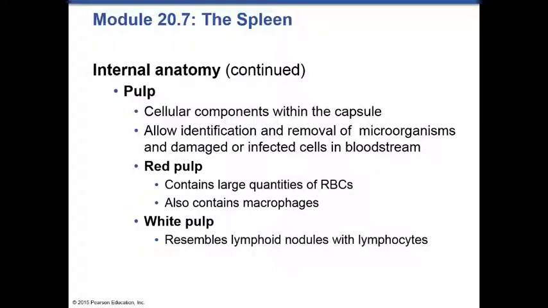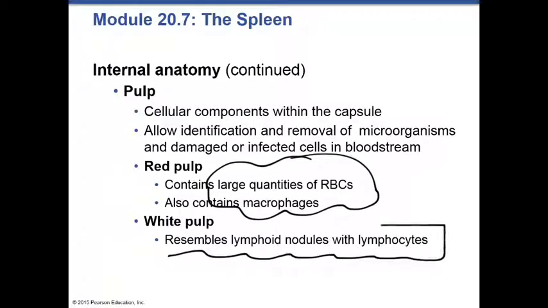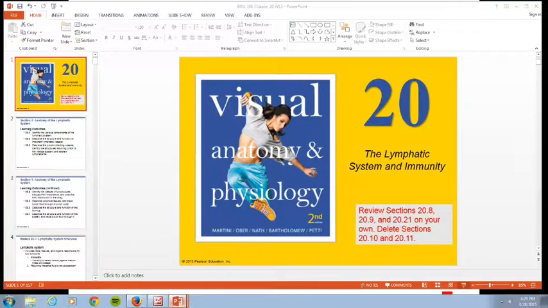In the very center is red pulp and white pulp. The red pulp are areas of large macrophage concentrations, and this is also because of the color, where a lot of red blood cells are found. The white pulp is more of the lymphoid nodules, almost like, imagine, little sections of lymph nodes filled with lymphocytes. Again, the whole purpose of the spleen is to remove microorganisms and damaged cells from the bloodstream.